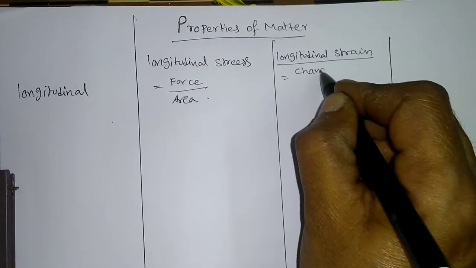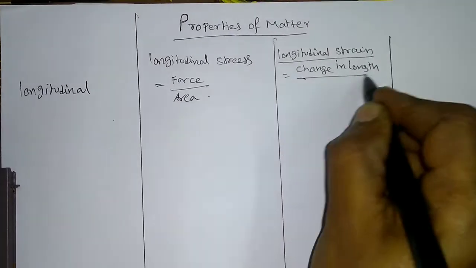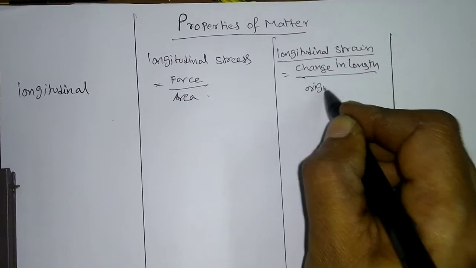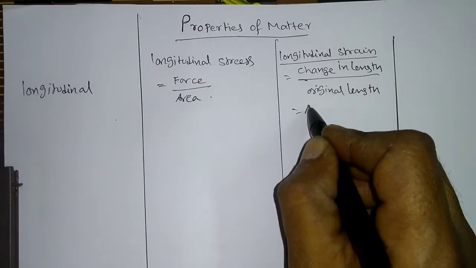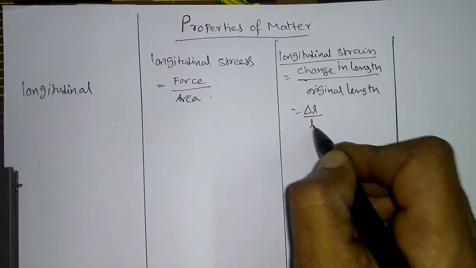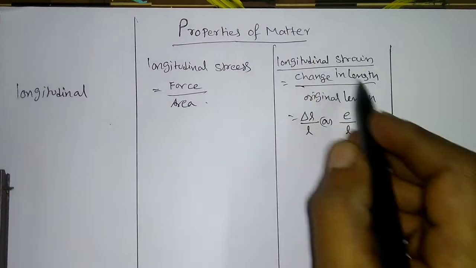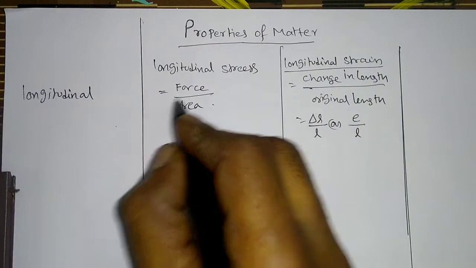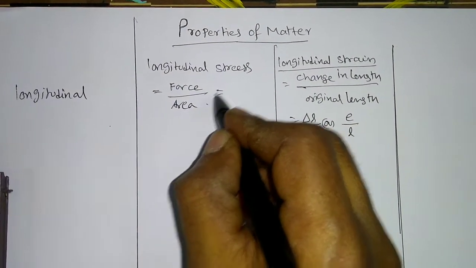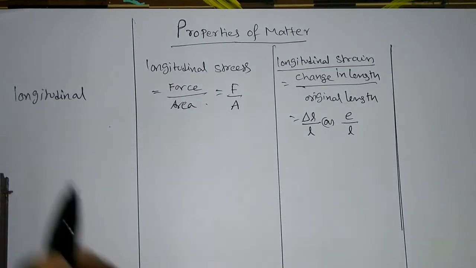Change in length by original length. That is simply mathematical. You can write change in length as delta L by L, or you can say elongation by length. This is the formula for the longitudinal strain. This is very important. And the stress will be written mathematically as F by A, force by area. This is about the longitudinal.